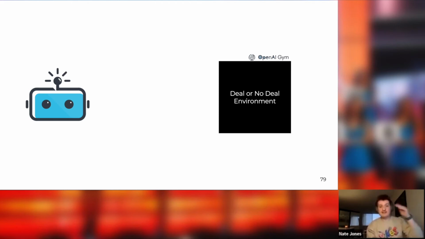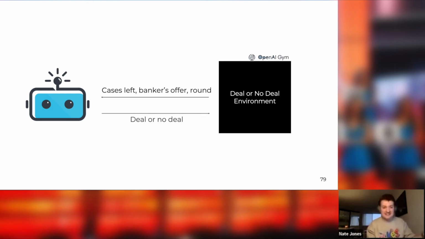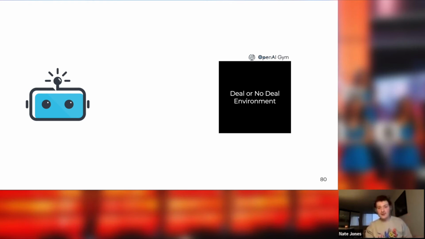So the environment plays a game, it stops, and then it tells our model, hey, here's all the cases that are left, here's the banker's offer, and here's the round number. And then the agent can tell the environment, based on that, deal or no deal. And that's it. This allows the model to actually play the game. The game is shockingly close to the real one. That's how it works.